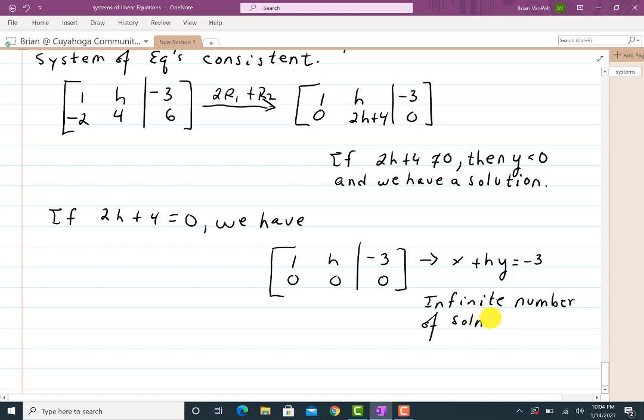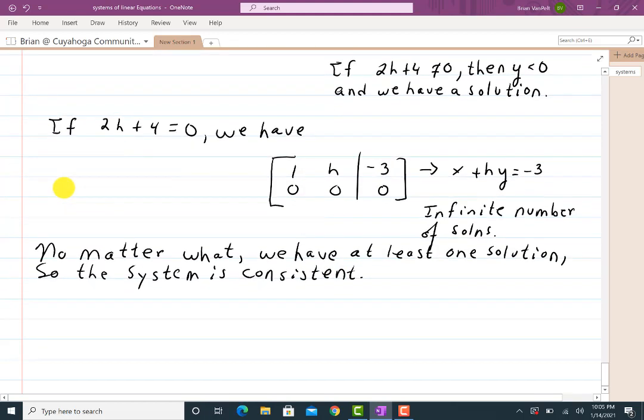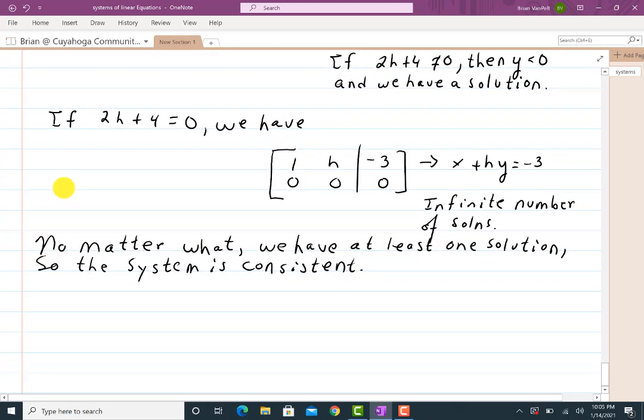So no matter what, we have at least one solution. So the system is consistent no matter what. So I already said no matter what. It doesn't matter what h is, the system is consistent. So problems like that are the things that we're going to be having.